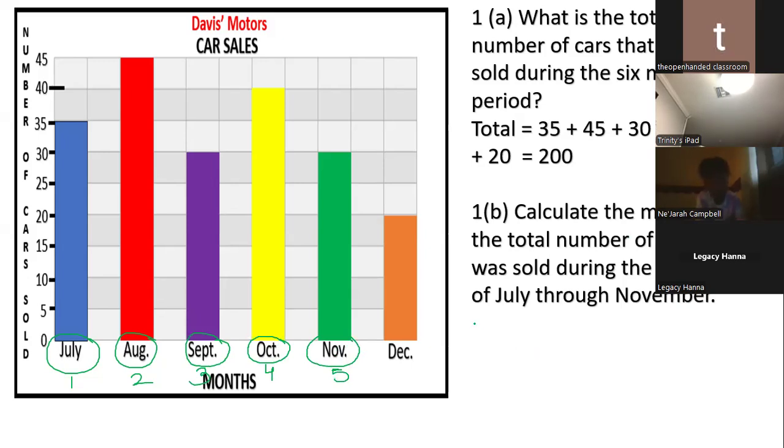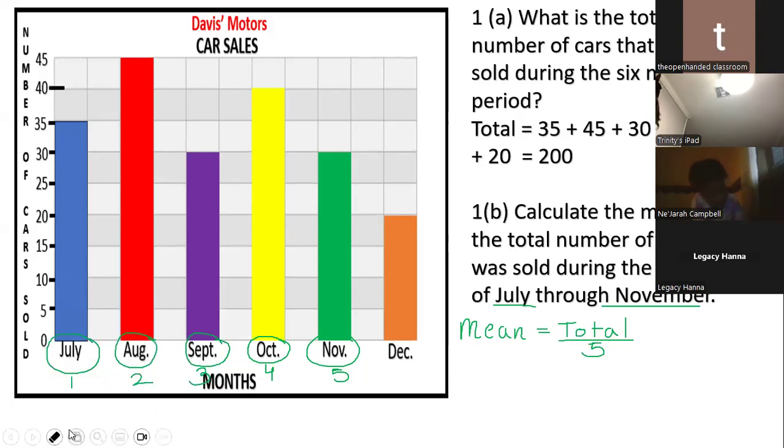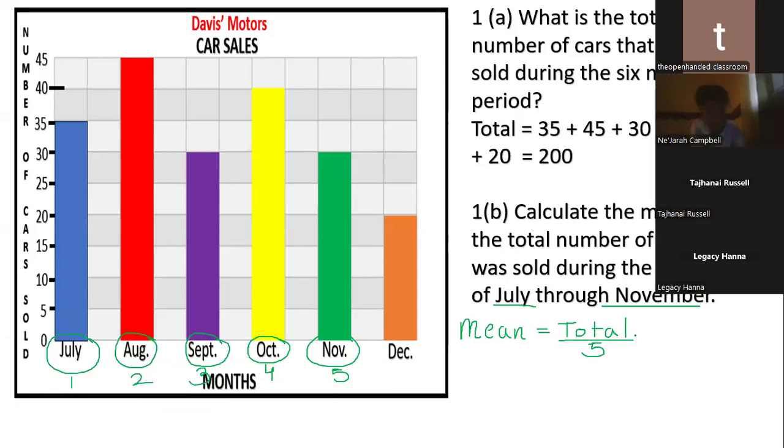Very good. And so that means that since we have 5 months that we're considering from July to November, the mean, I don't know if you all know what the mean is, but the mean is going to be equal to the total divided by how many months you have, which is going to be 5. And so what is the total in this case?